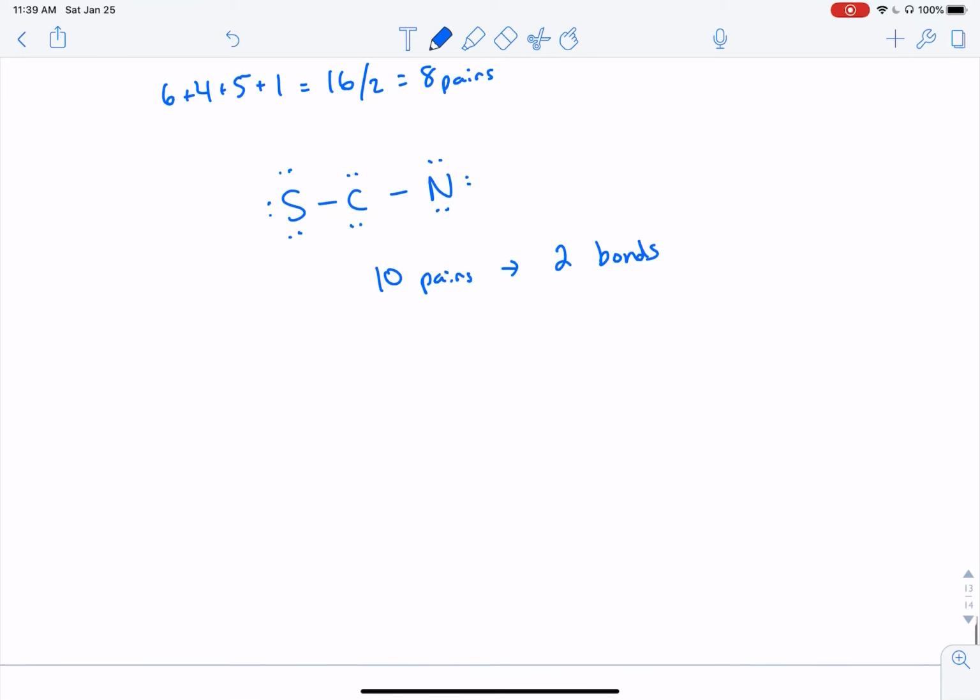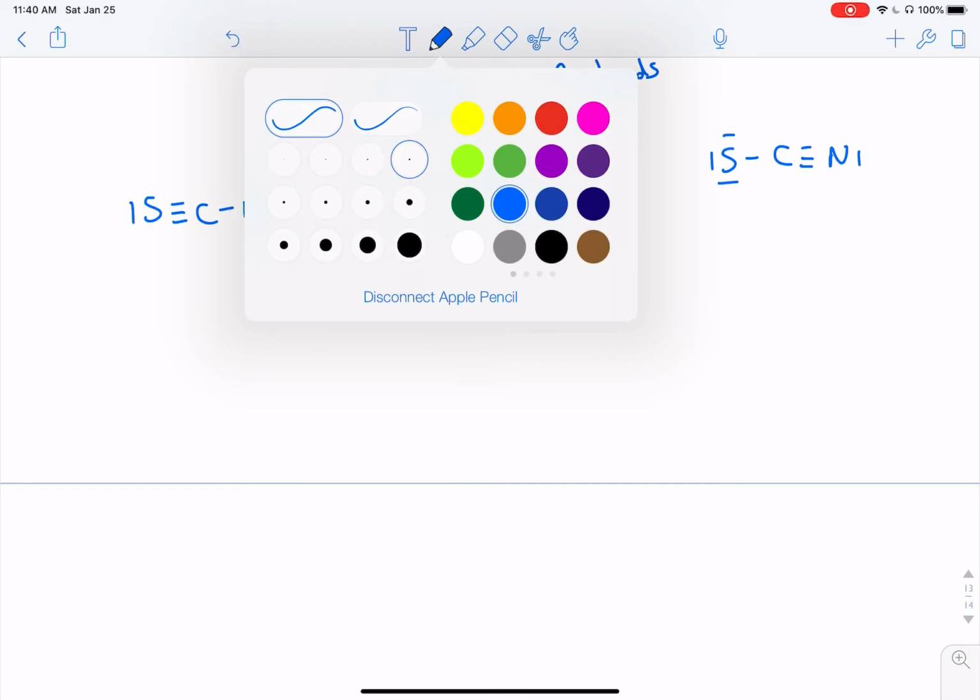Because I could make it this. I could make it this. Or I could make it this. Those are my 3 options. And so the way I differentiate and find the best structure is I look at what's formal charge. And formal charge is essentially what is the charge of the atom relative to its standard state. Okay, so what is its charge relative to its standard state?